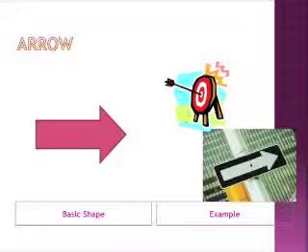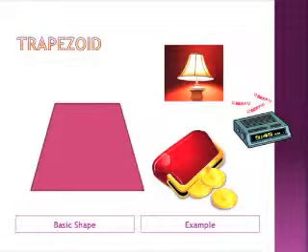An arrow is more of a complex shape, but we can see it in a lot of different places, such as road signs and in archery. Trapezoid, that's a harder shape to find an example of, but a lot of alarm clocks have the front of it have the shape of a trapezoid, or some lampshades or money pouches do as well.